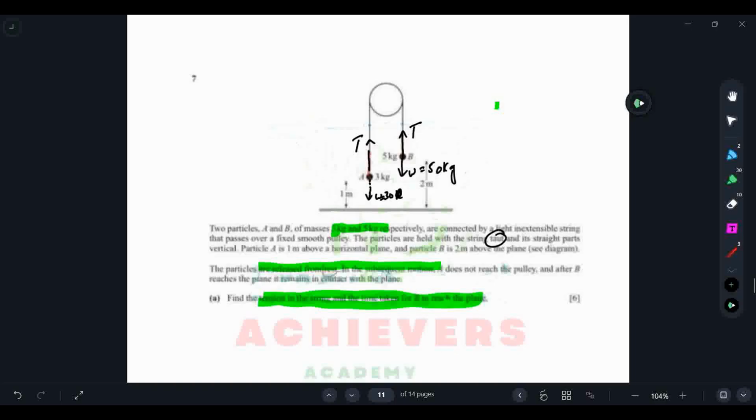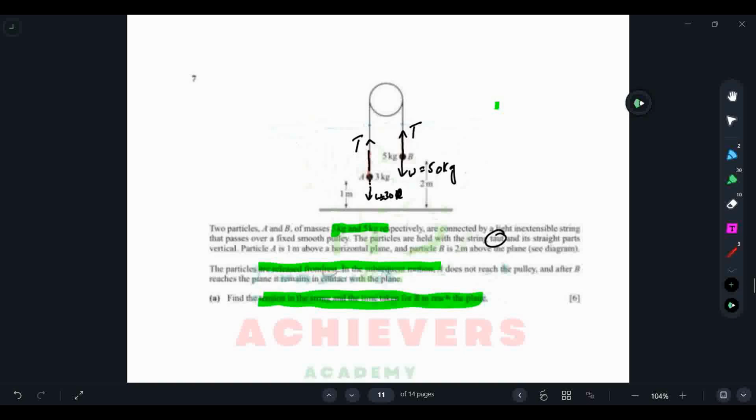Now we know that they're saying that the particle is held with the string taut and straight parts vertically. Particle A is 1 meter above a horizontal plane, and particle B is 2 meters above the plane. If these particles are released from rest, in the subsequent motion A does not reach the pulley, and after B reaches the plane, it remains in contact with the plane. Find the tension in the string and the time taken for B to reach the plane.